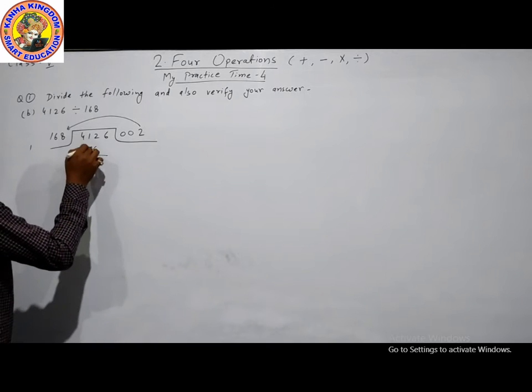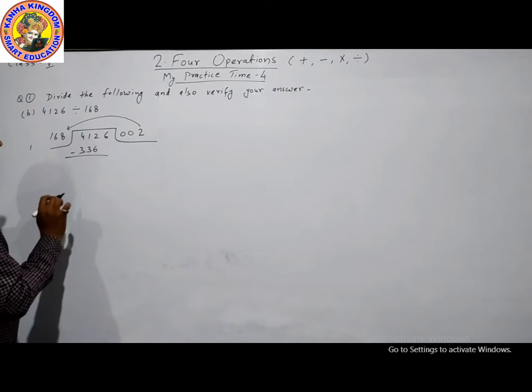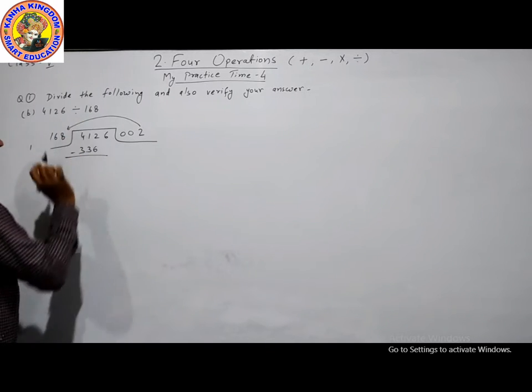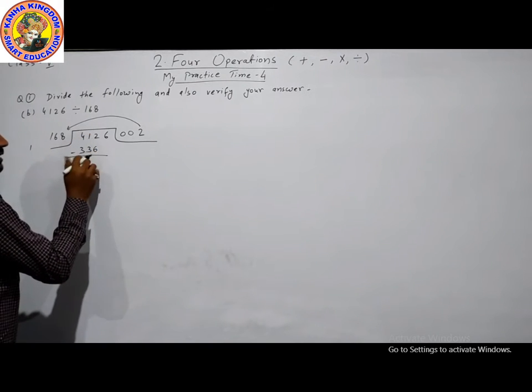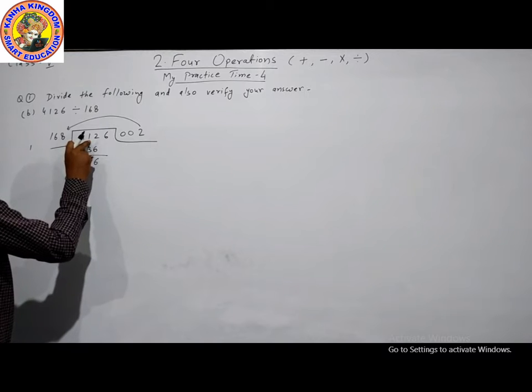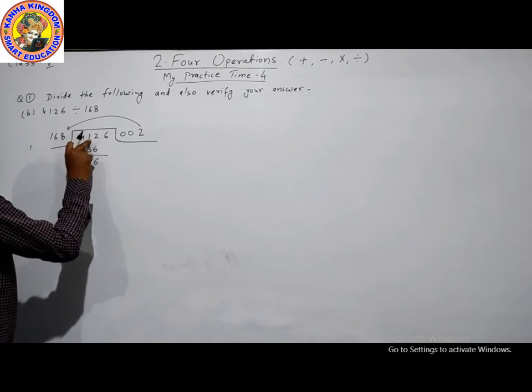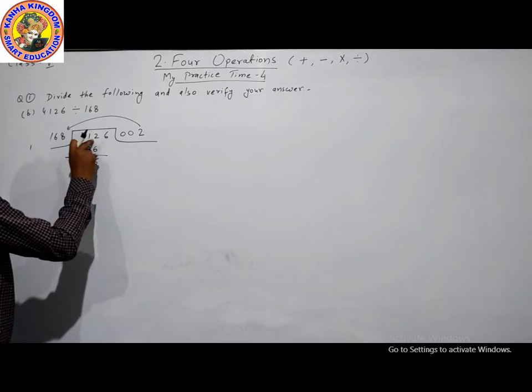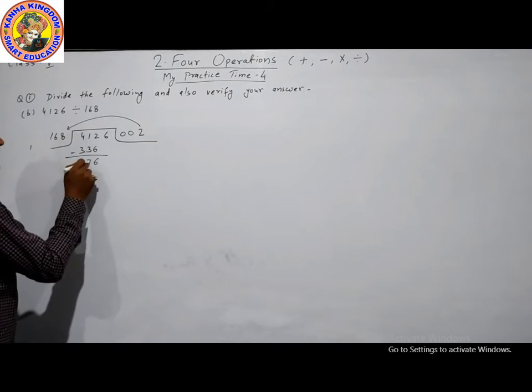Now subtracting. 2 minus 6, we cannot subtract, so take a borrow. Here is 12. 12 minus 6 is 6. After giving the borrow, here is 0, which is less than 1, so this digit will be 0. Here is 40 minus 33. The answer is 7.